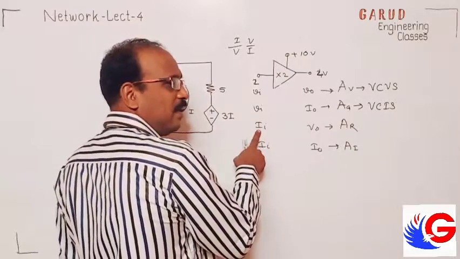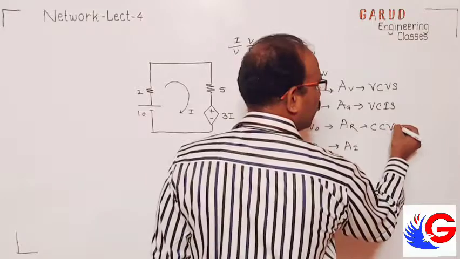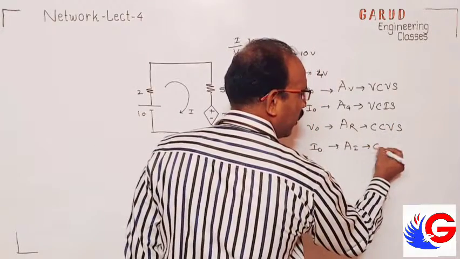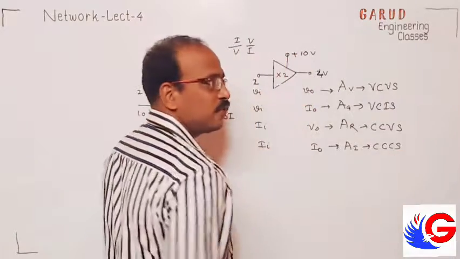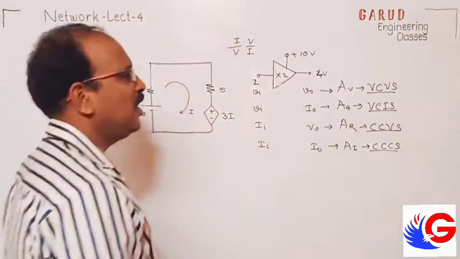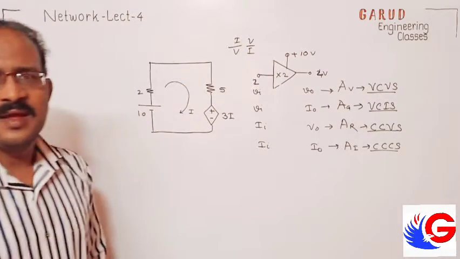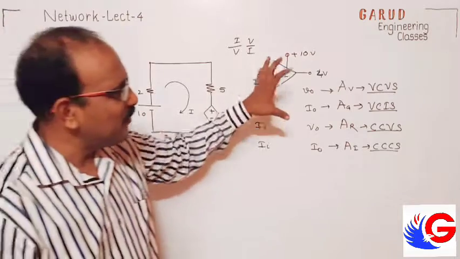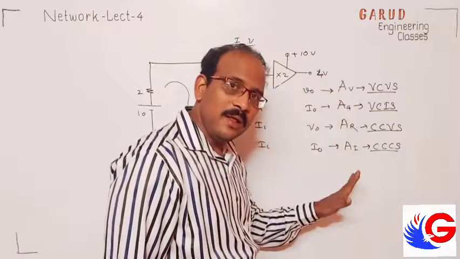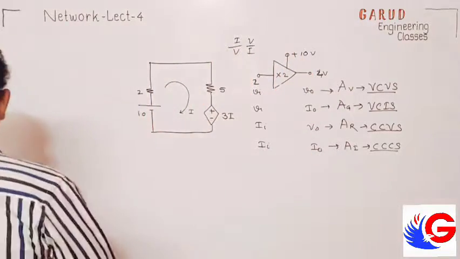This is a current controlled, output is voltage source. Correct? This is current and the output is current. Current controlled current source. So there are four types of amplifiers: VCVS, VCIS, CCVS and CCCS. These are the four amplifiers actually, and these are dependent. Then how will this dependent amplifier work here? Okay, I will show you.